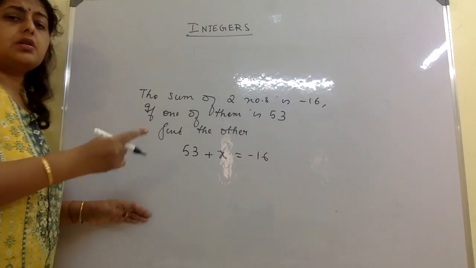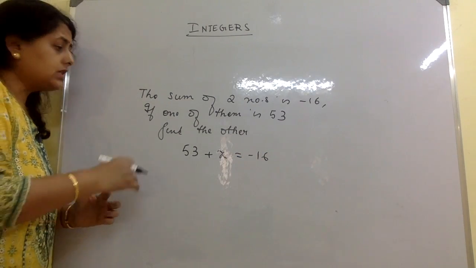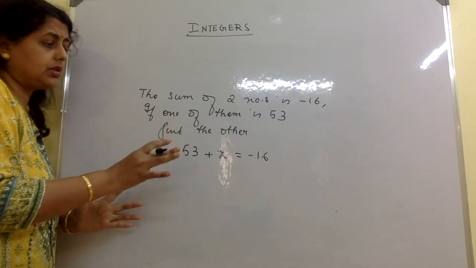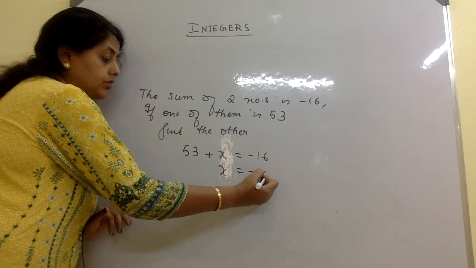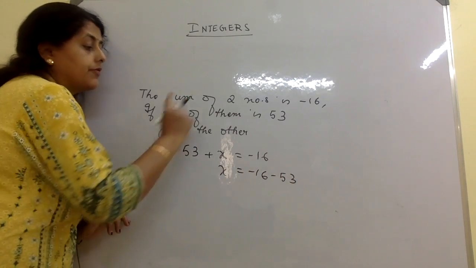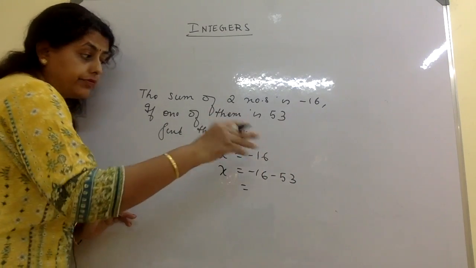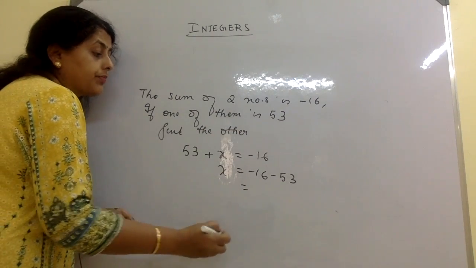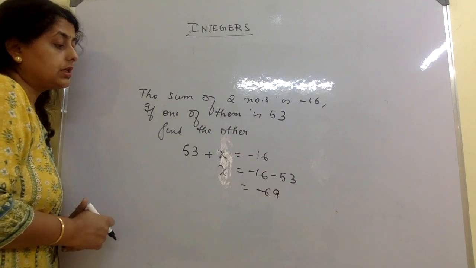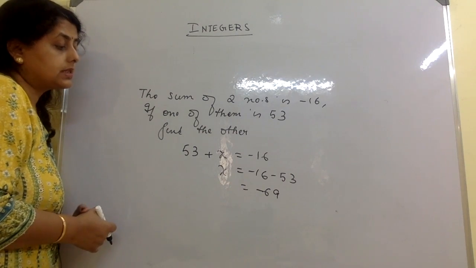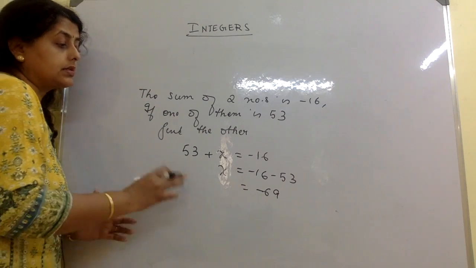Now here, how to find the number? Very simply, I can tell you this is actually a linear equation. If you know linear equations, I am doing it the linear equation way. So I just take this 53 to the other side, minus 16 minus 53, which is minus 69. So the other number is minus 69. That is the answer.